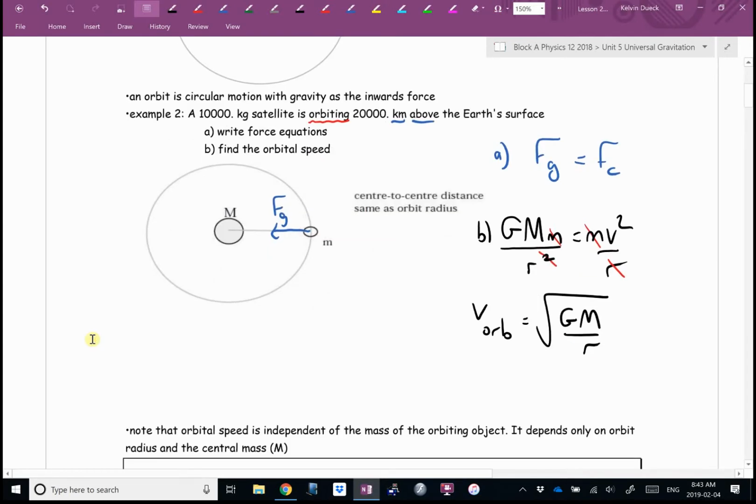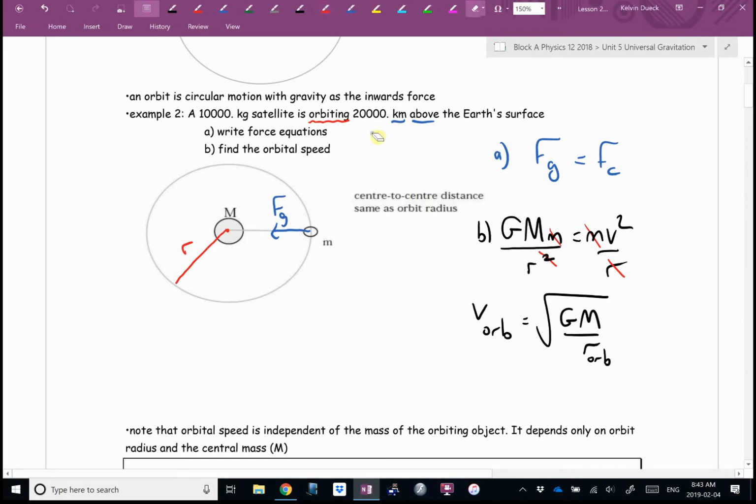This R is orbital radius. It's from the center to the edge. That's R. Is it 20,000? Nina, why not? Okay, so the first thing I'm going to do is multiply that 20,000 by what?